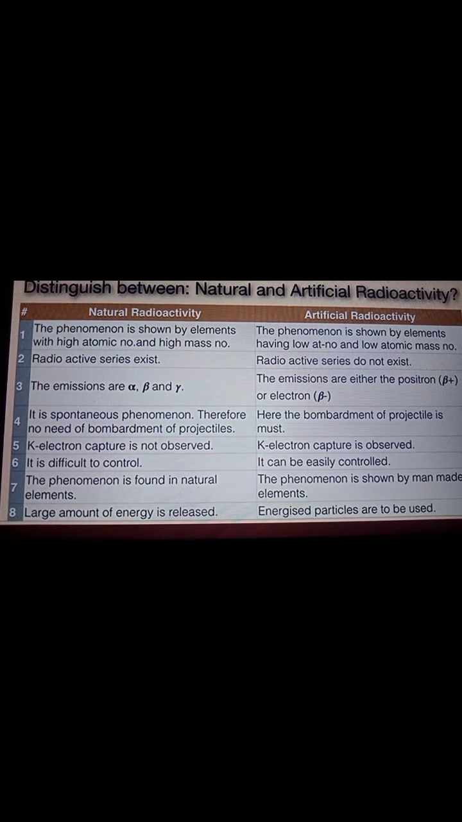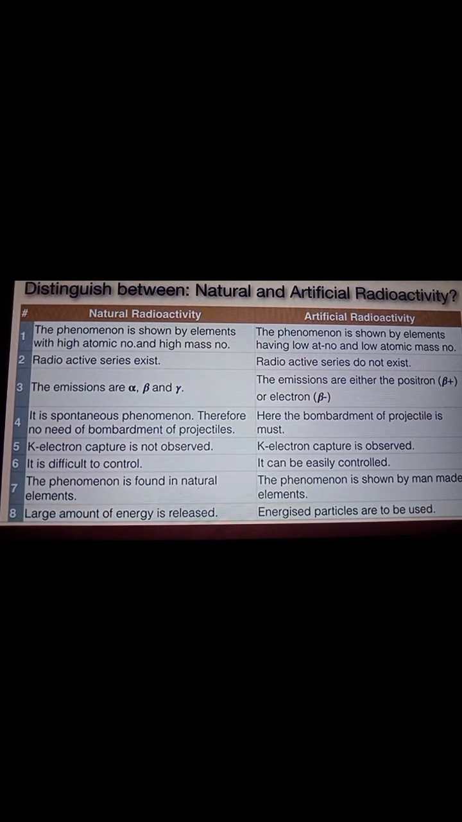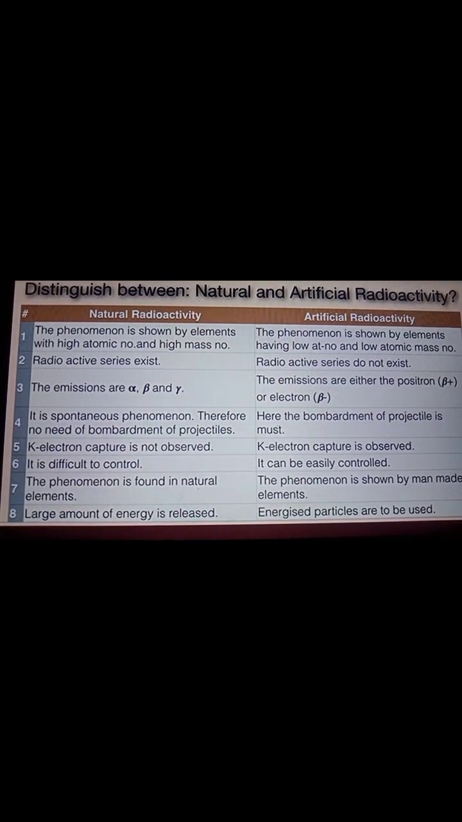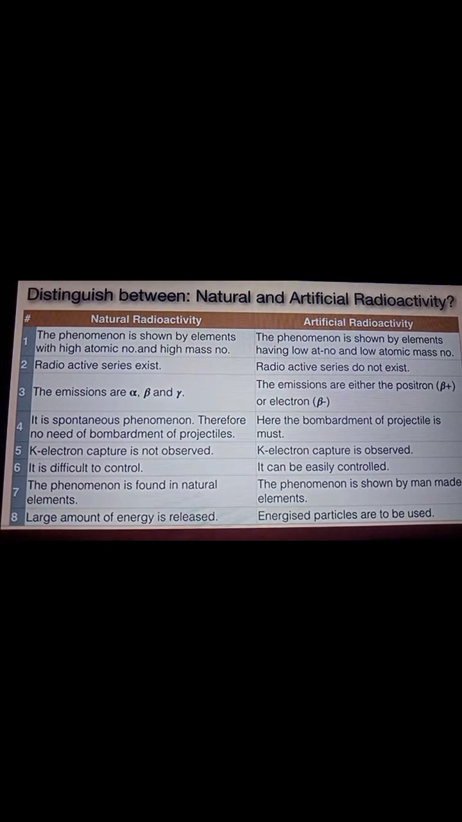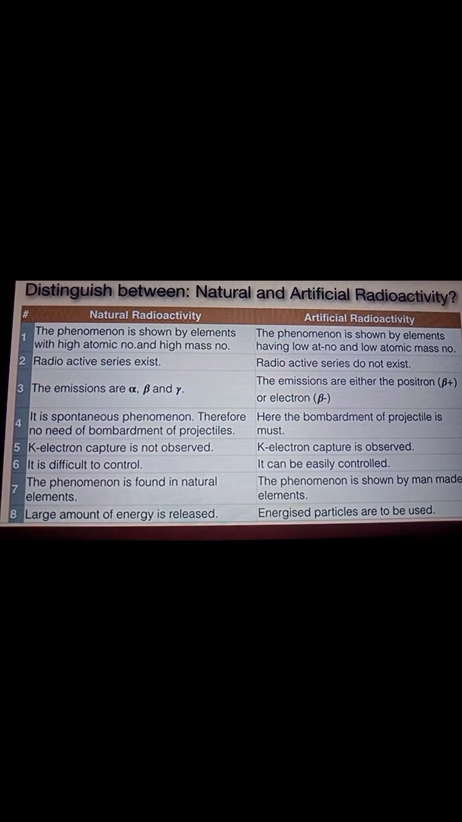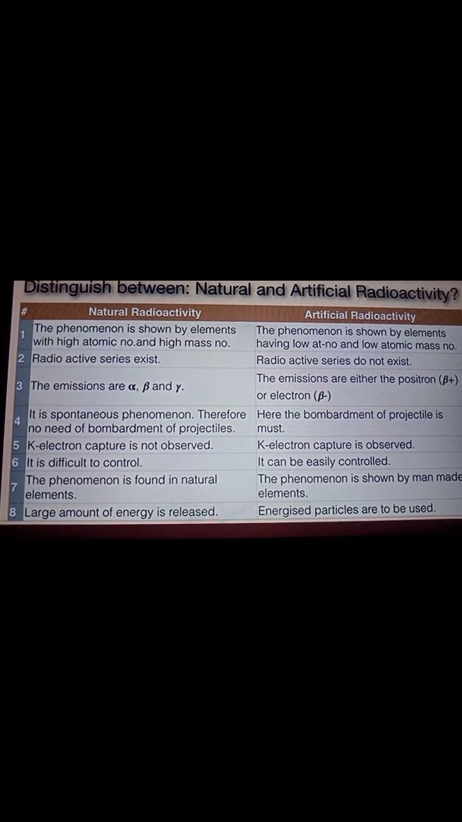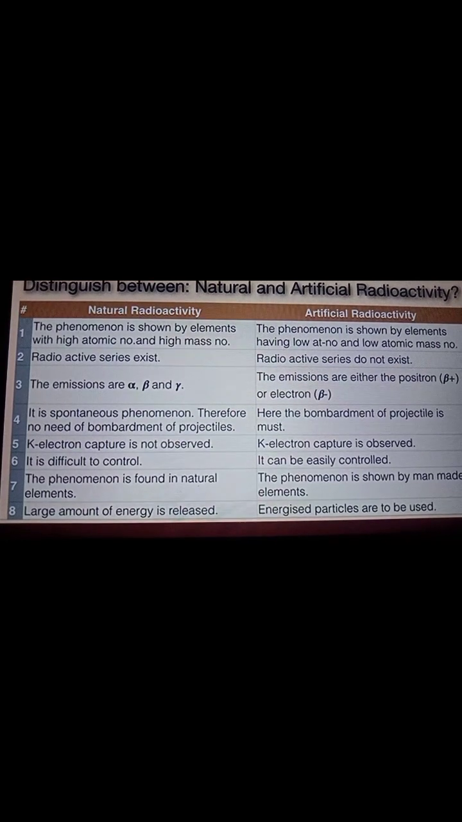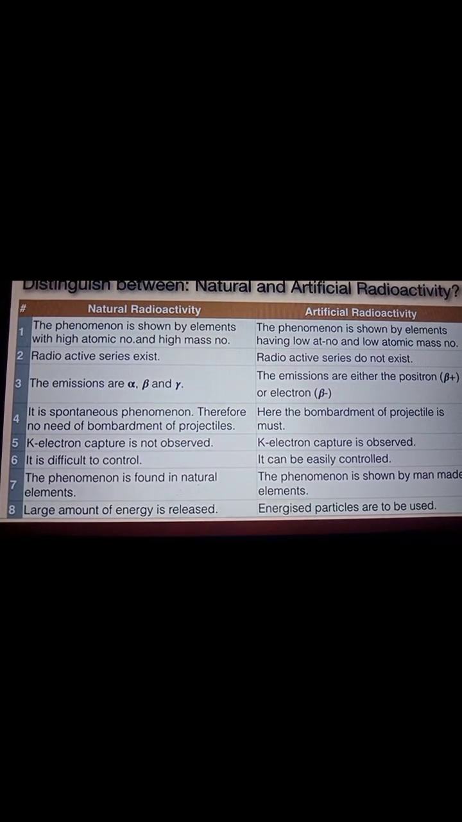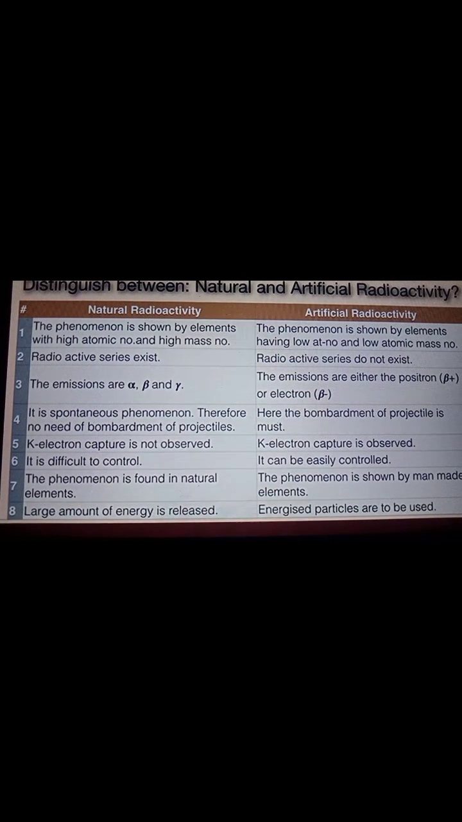In artificial radioactivity, the bombardment of projectiles is a must, compared to natural radioactivity. Number 5, in natural radioactivity, K electron capture is not observed, while in artificial, K electron capture is observed. They are opposite. Number 6, natural radioactivity is difficult to control, while artificial radioactivity can be easily controlled.